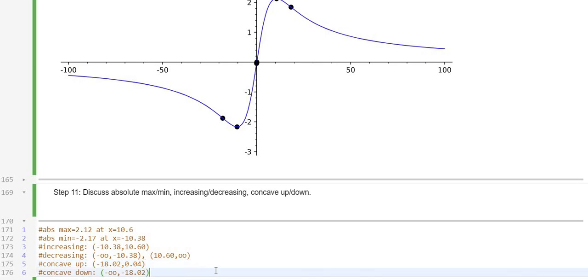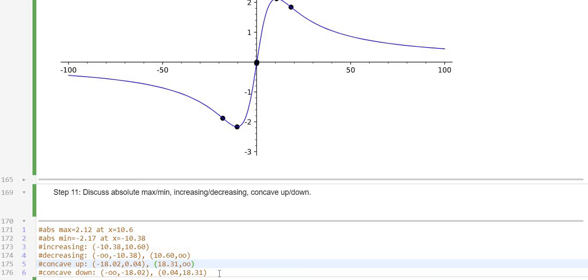And then, of course, since that's an inflection point, it changes to concave down, 0.04. It stays concave down until it's the next inflection point, which is the 18.31. And after 18.31, it's concave up again, and that keeps on going. There's no more inflection points. Okay, so increasing and decreasing has the min and max numbers. Concave up and down has the inflection point numbers.